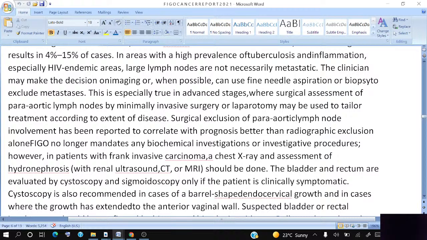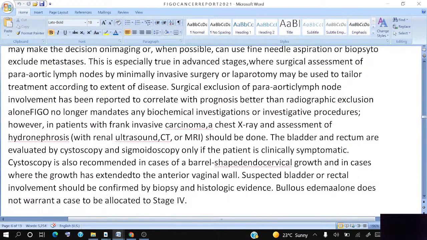Surgical exclusion of para-aortic lymph node involvement has been reported to correlate with a better prognosis, and radiographical exclusion along with FIGO no longer mandates biochemical investigations or procedures. However, for frank invasive carcinoma, chest X-ray assessment and, for hydronephrosis, renal ultrasound, CT, and MRI should be done.